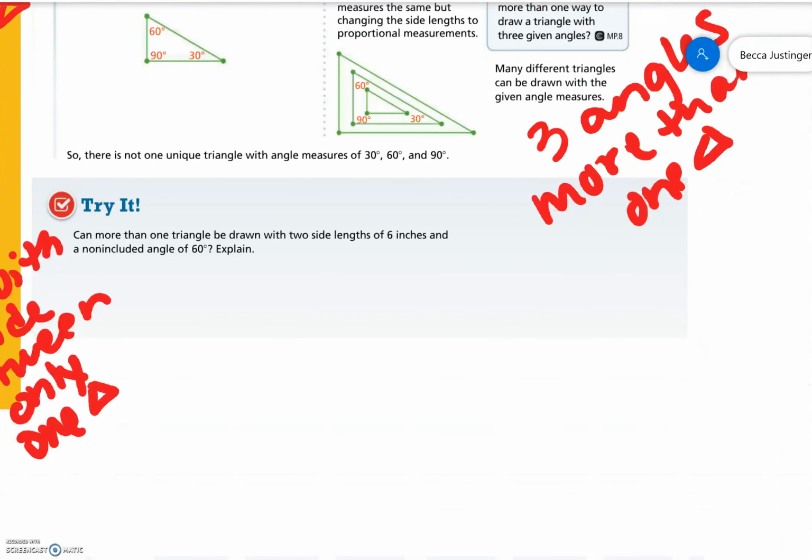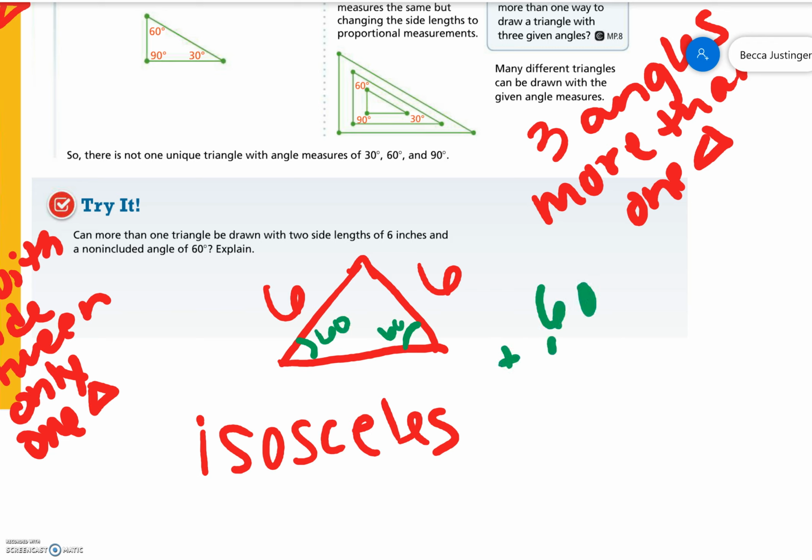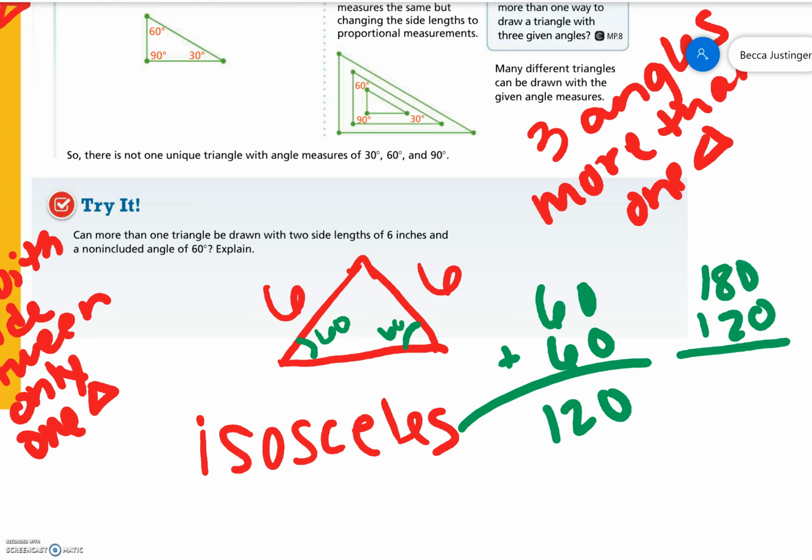Can more than one triangle be drawn with 2 side lengths of 6 inches and a non-included angle of 60? Well, here's 6 inches and here's 6 inches. What kind of triangle is that? That's called an isosceles triangle, meaning two sides are the same. But if we have 2 sides that are the same, that means we're going to have 2 angles that are the same. So those 2 angles have to be 60 degrees. 60 plus 60 gives us 120. If we subtract that from 180, that's going to give us also 60, which means this is an equilateral triangle.